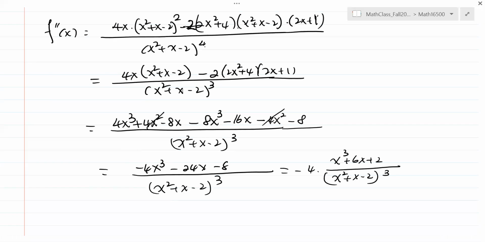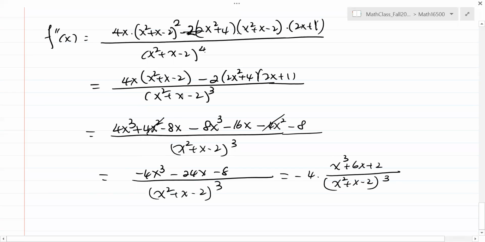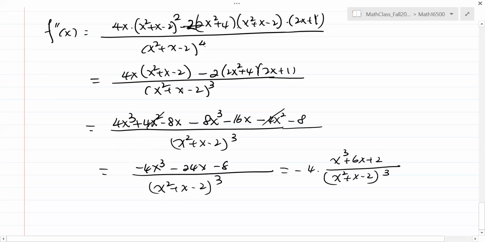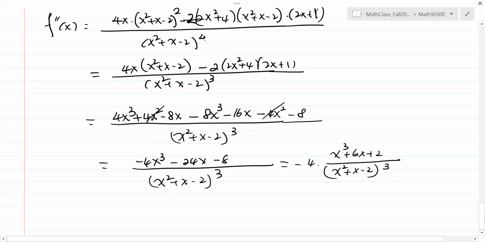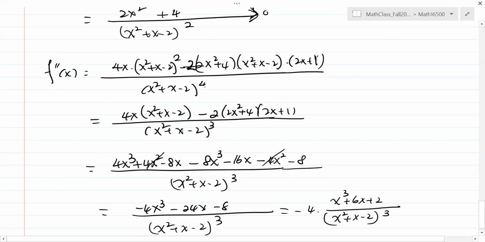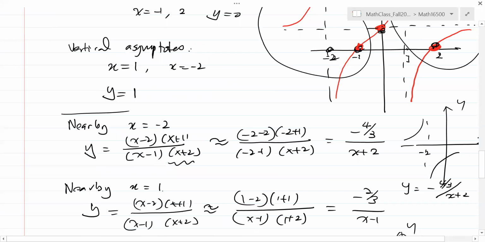Polynomial degree 3. Right? It's polynomial degree 3. So I think we don't need to do that now. There's only one. Yeah, the denominator also changes signs. So the graph changes the concavity.